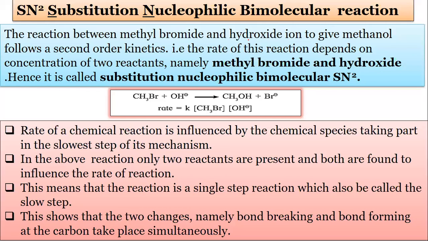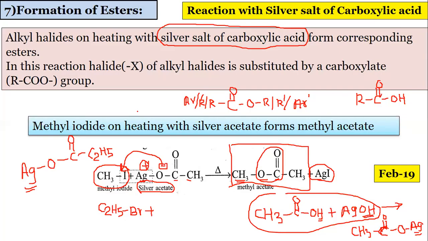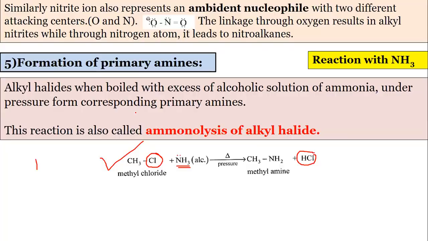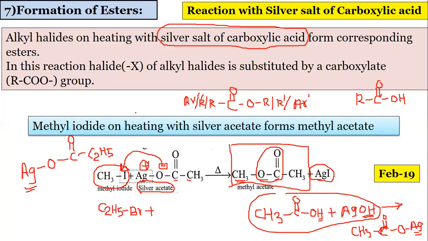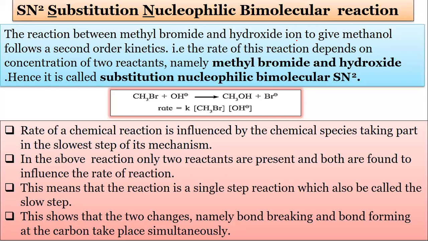Next part is nucleophilic substitution bimolecular reactions. So this part is completed. All these are nucleophilic substitution reactions. Now we are coming to substitution nucleophilic bimolecular. There are 2 types of reaction, unimolecular and bimolecular reactions. The details of unimolecular and bimolecular reactions are included in the chapter chemical kinetics. But before that chapter, I will explain what unimolecular and bimolecular mean.